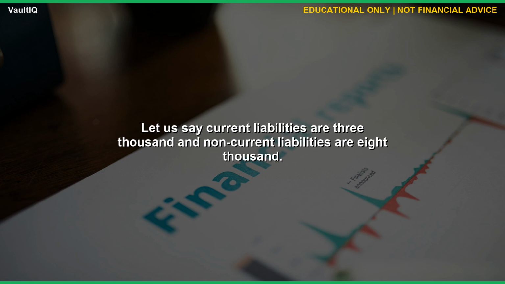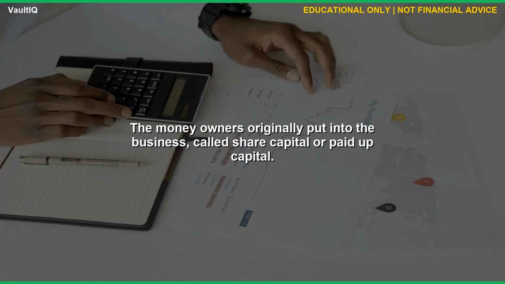Current assets are things the company can convert to cash within 1 year. Think of cash in the bank. Money customers owe the company. Products sitting in the warehouse ready to sell. Non-current assets are things meant to last longer than 1 year. Think of buildings, machines, land, patents, brand value.